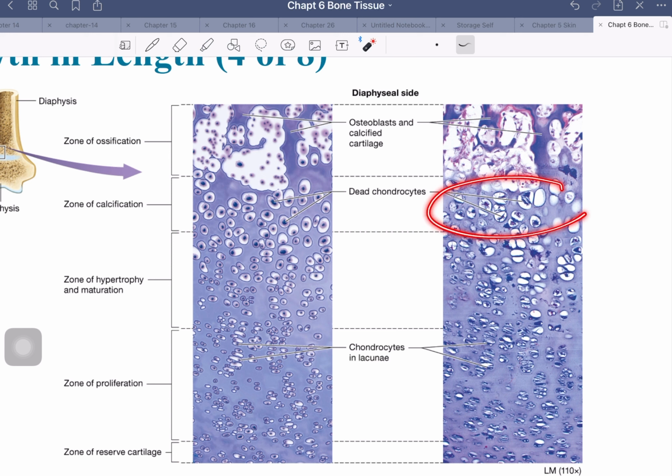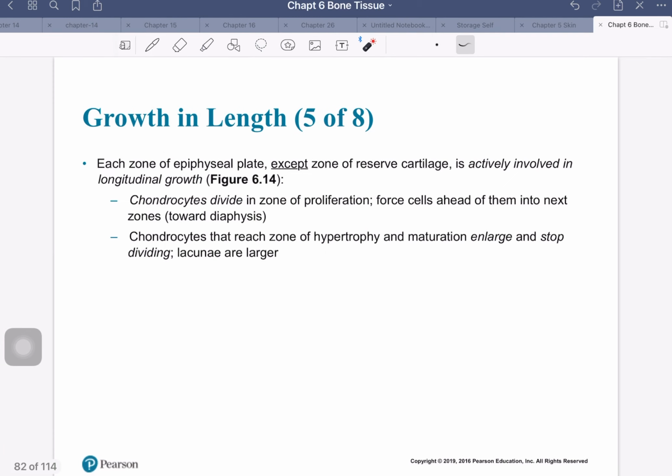The chondrocytes are dead here. I've had some calcification of the tissue, and then the osteoblasts come in. And yes, there is calcified cartilage, but the osteoblasts will eventually turn this into real bone structure. And so I'm adding new bone material here, which then makes the shaft even longer, and the bone gets taller as a result.